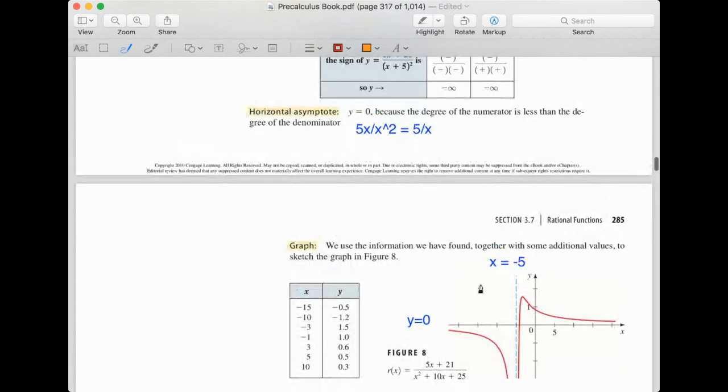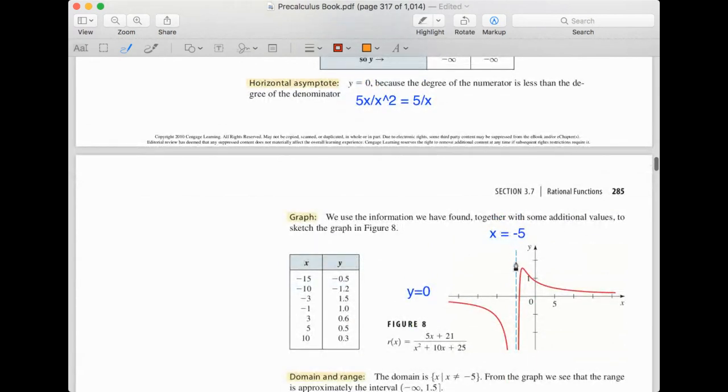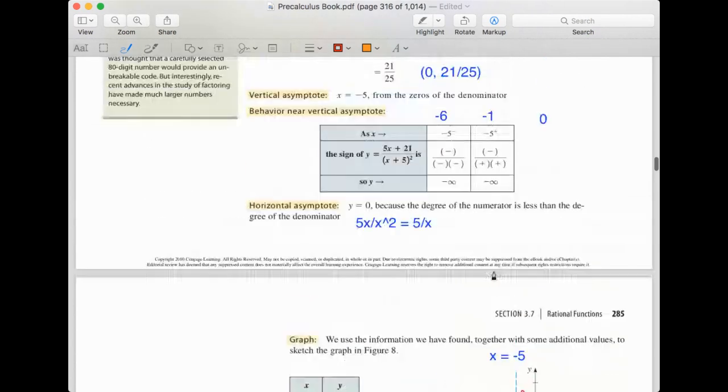But we can think this way, right? Because these vertical asymptotes mean we cannot have x equals -5 in the domain. So maybe we evaluate a value very close to -5, but it's not -5. Maybe let's see, negative 4.9, a little bit bigger than -5. Maybe you can even take a negative 5.1.